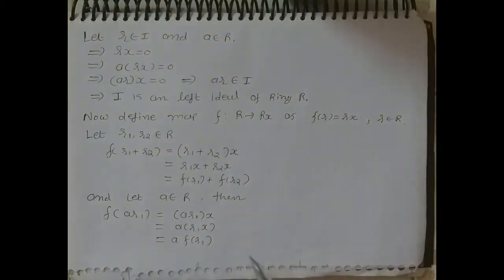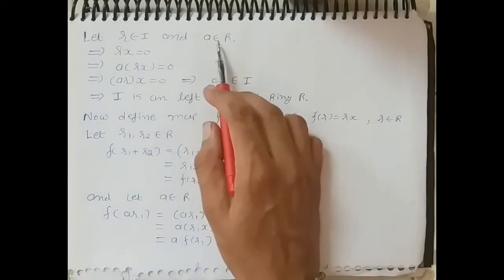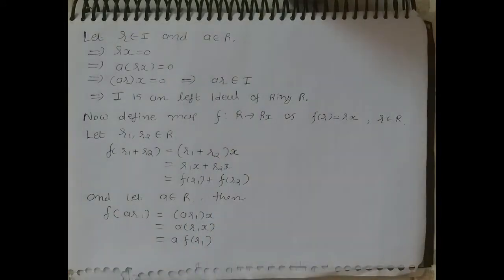So to show I is a left ideal of ring R, we show that I is an additive subgroup of ring R, and then after that show that left multiplication of any element from the ring R is also again in the ideal I. Okay, so I is a left ideal of ring R. Now our aim is to show that M is isomorphic to R quotient I.